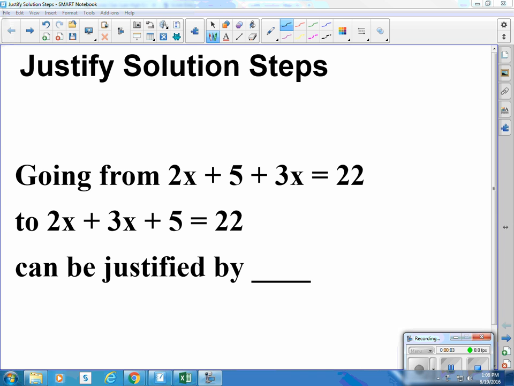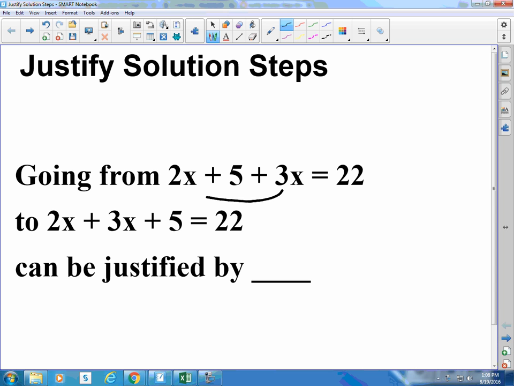This video clip explains how to justify solution steps. So going from 2x plus 5 plus 3x equals 22 to 2x plus 3x plus 5 equals 22 can be justified by, well, all we did was move the two like terms close together, the 2x and the 3x, so that they're right close to each other. When you're using addition, you can move them to different locations. The order of addition doesn't matter. We call that association. We can put them in a different order.